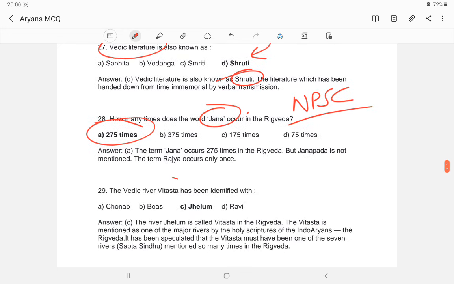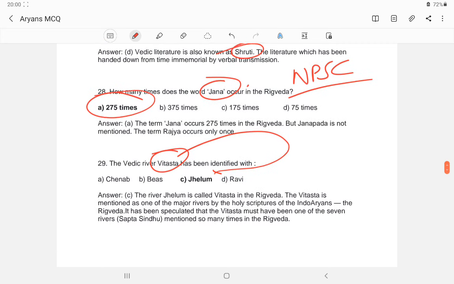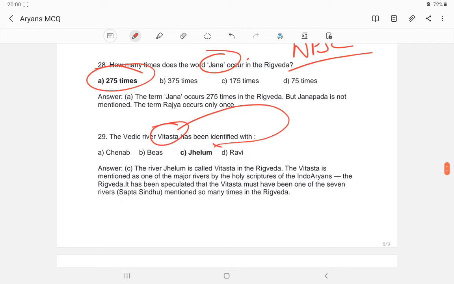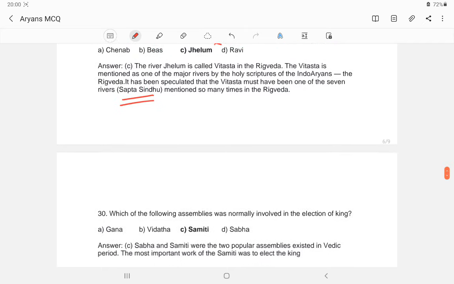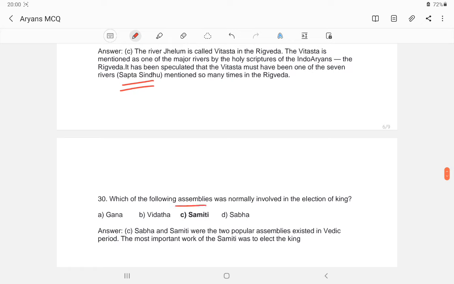The Vedic river Vitasta is related to what? Jhelum. Parushni is Ravi. The land of the seven rivers is also known as Sapta Sindhu. Next, which of the following assemblies was normally involved in the election of the king? The Samiti.